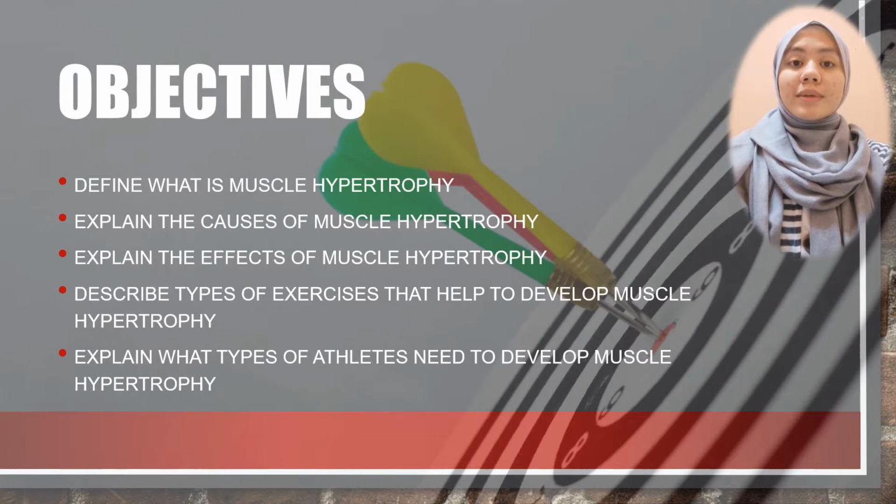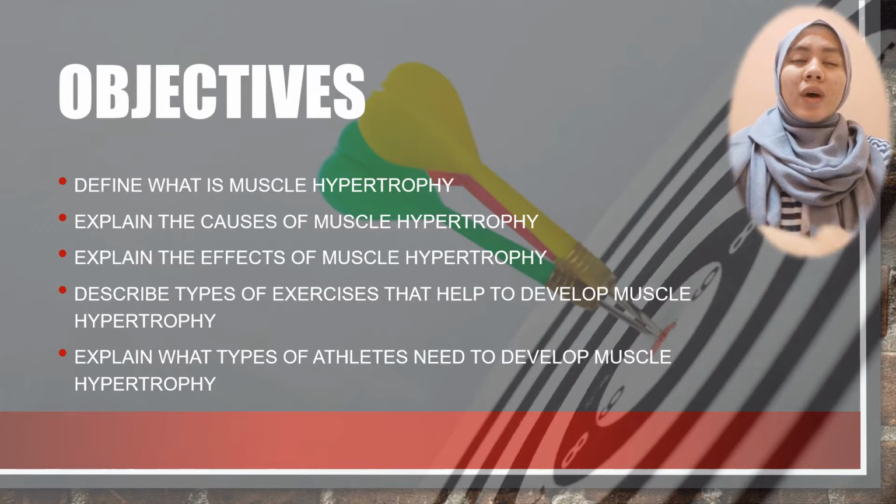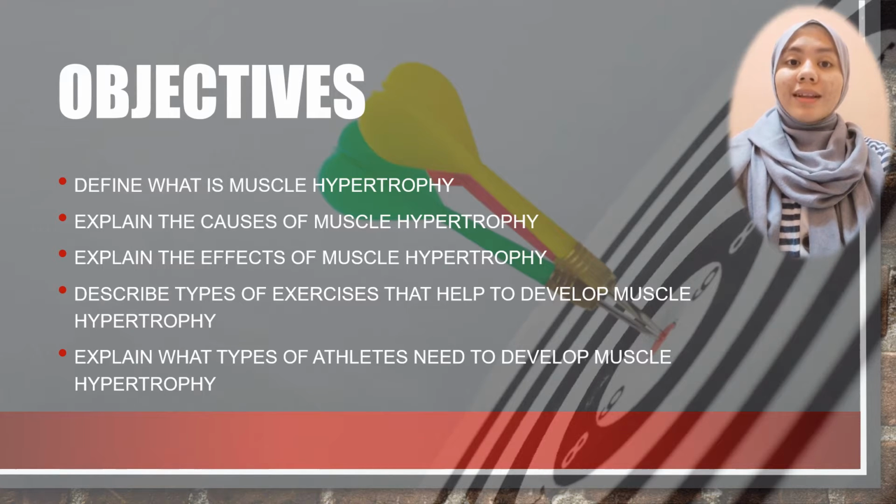Okay, first and foremost, we will start with the objectives of this topic. First of all, is to define the meaning of muscular hypertrophy. Secondly, is to know the causes of muscular hypertrophy. Thirdly, is the effects of muscular hypertrophy, and fourth is what kind of exercises can help to develop muscular hypertrophy, and the last one is to know what type of athletes need to develop muscular hypertrophy related to the type of sports.